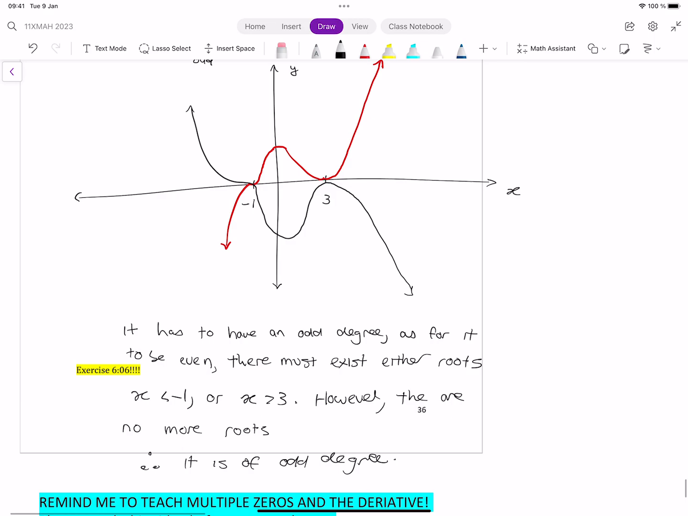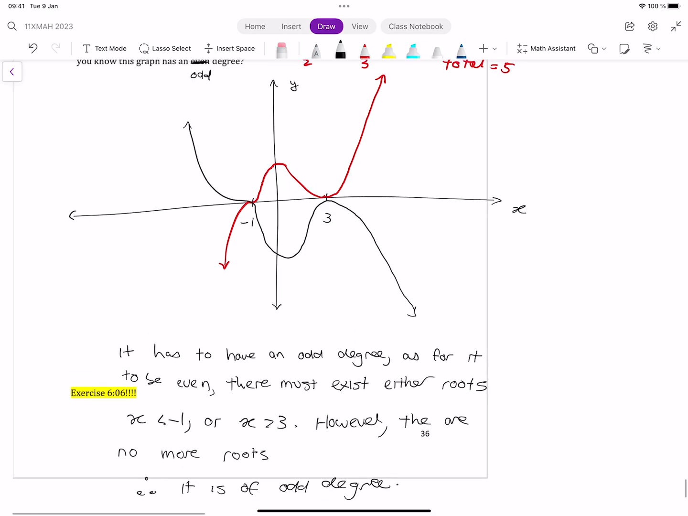So, in a nutshell, I've got my function and it comes down here and it goes up and then it turns around and goes through here. For it to be even, it would have to turn around and then go back up there. But that would mean there would have to be a root here. There is no root here. So it can't be even.